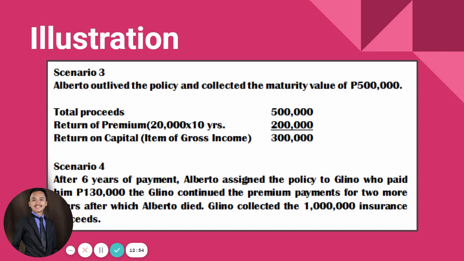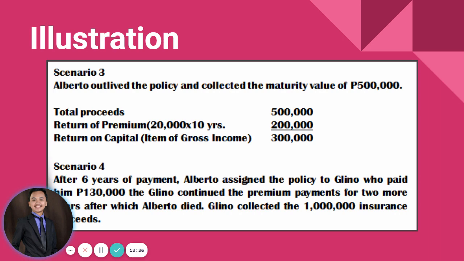So 6 years times 20,000 will be 120,000. So the total amount paid by Alberto is 120,000, but the proceeds of the assignment by Alberto to Glino is 130,000. So therefore there is an income of 10,000. Okay? So that 10,000, from 130 minus 120,000, will be taxable from the point of view of Alberto after that assignment. However, the receipt of the insurance proceeds by Glino resulted in a 170,000 return of capital. Okay? 170,000 return of capital.